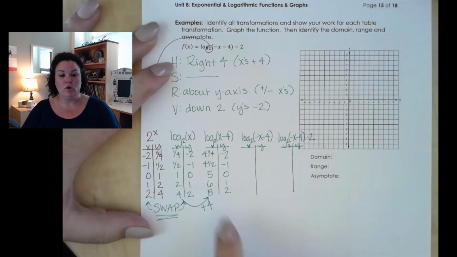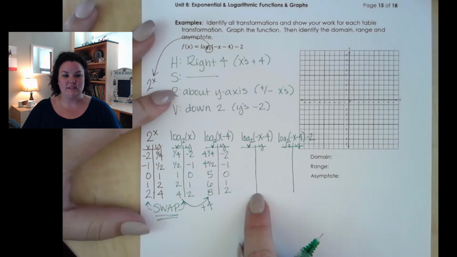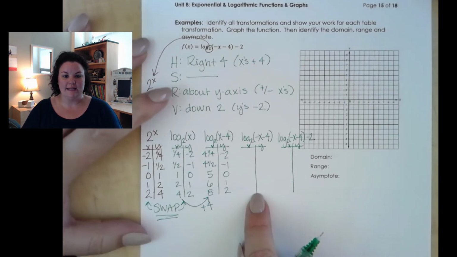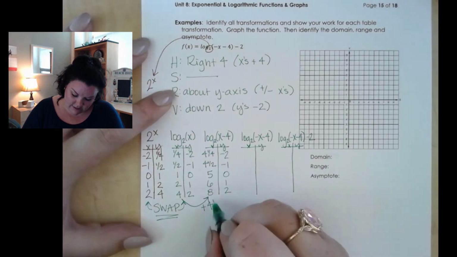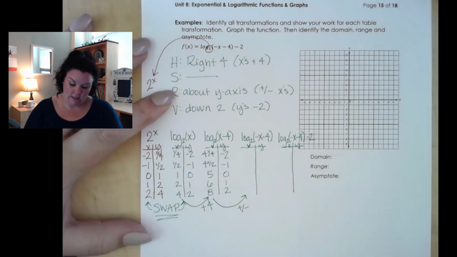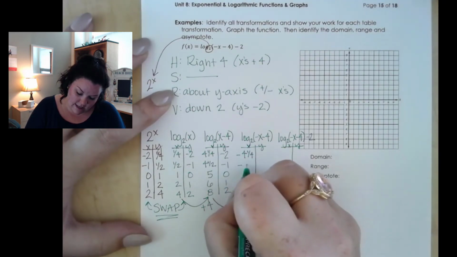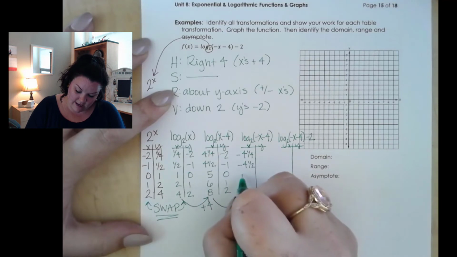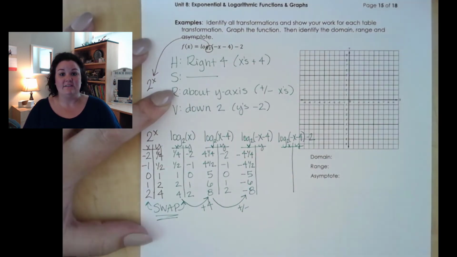Okay, so that's my horizontal shift. Now I do my reflection. My reflection says that I want to negate or change the sign of my x's. So I take my x's from the previous table and just change their sign. So that's going to make this a -4 1/4, a -4 1/2, a -5, a -6, and a -8.